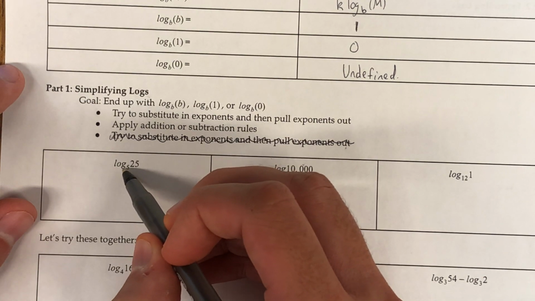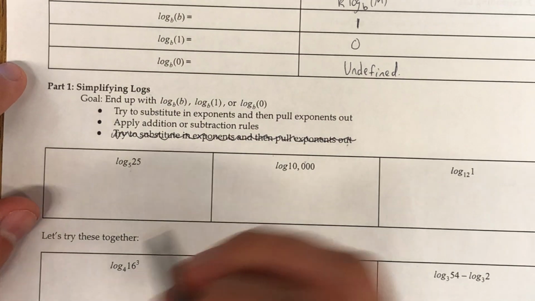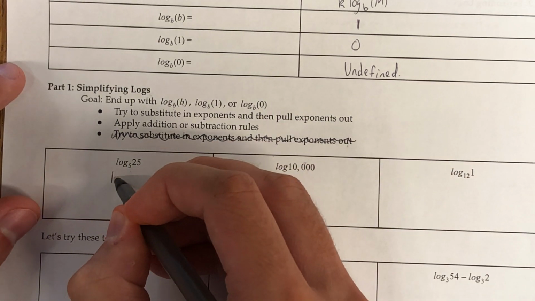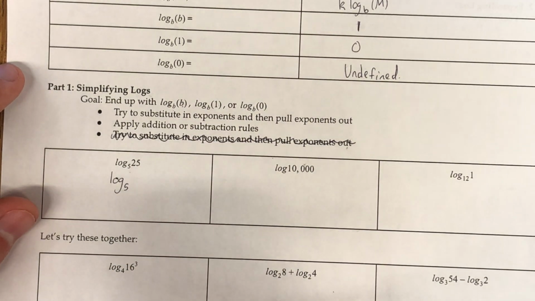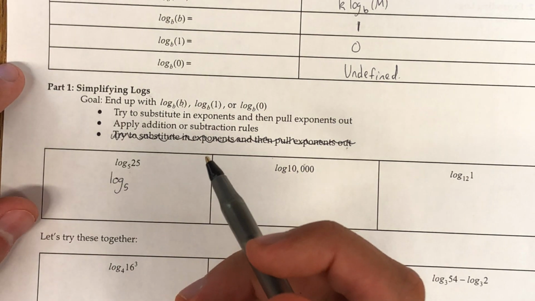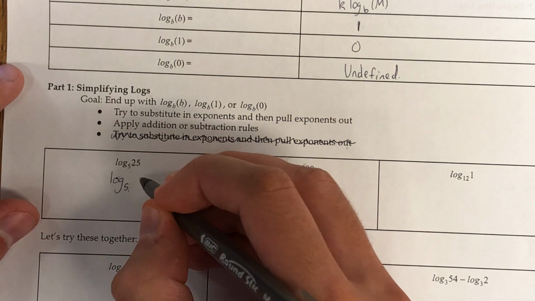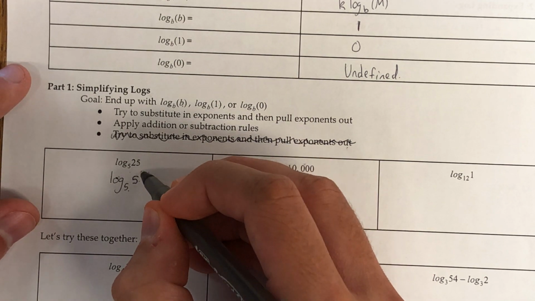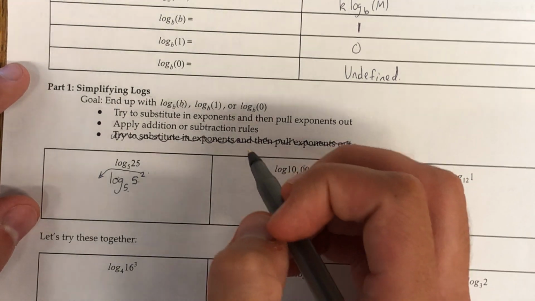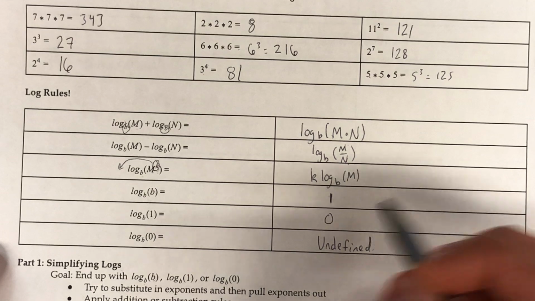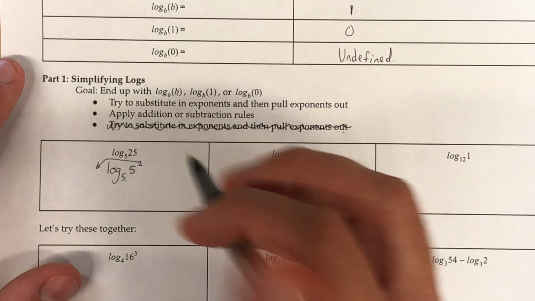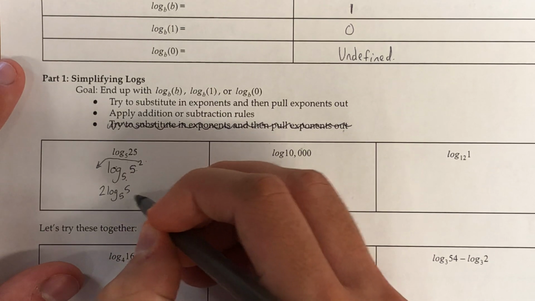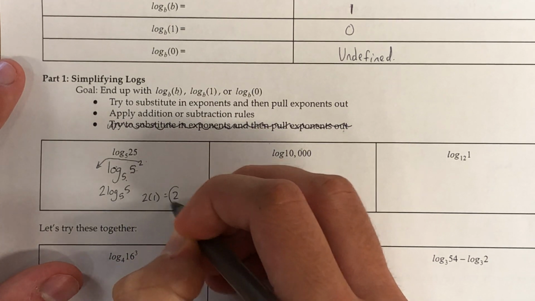Okay, as we look at log base 5 of 25, our goal is to get log base b of b, so log base 5 of 5, or log base 5 of 1, or log base 5 of 0. So 25, is there a way I can represent that as 5 to the power of something? Well, log base 5 of 25 would be the same thing as log base 5 of 5 squared, since 5 squared is 25. Now we can use that rule from above, log base b of m to the power of k equals k times log base b of m. So we can bring that exponent out to the front. It'll be 2 times log base 5 of 5, which we've discovered is just 1. So we get 2.